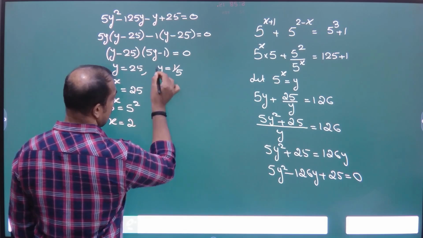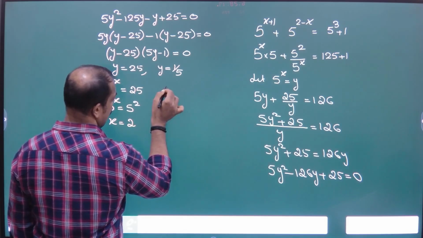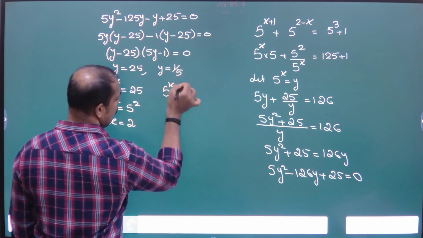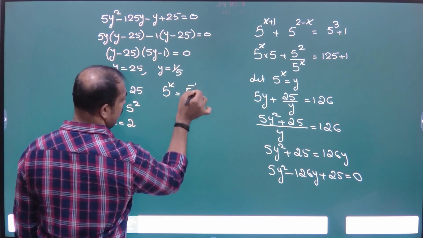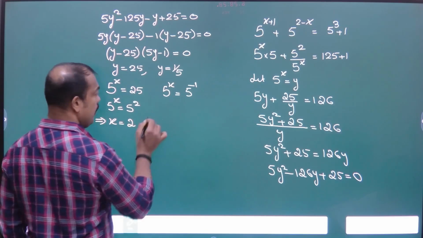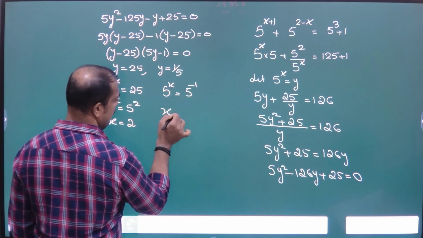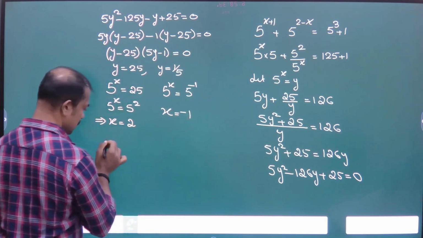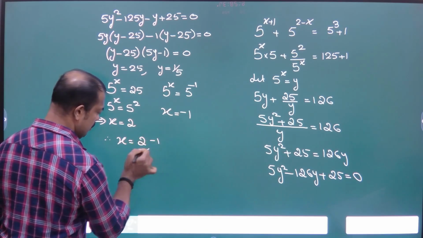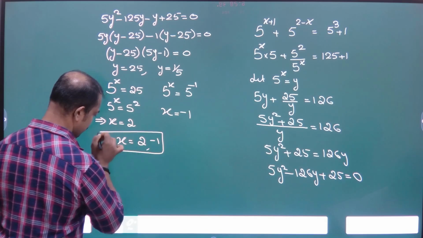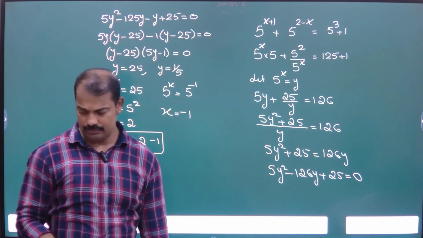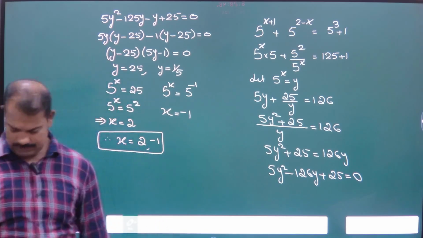Same way, what is y? y is 5 raised to power x. What is 1 by 5? 5 raised to power minus 1. Bases are equal, exponents are also equal. x equal to minus 1. Therefore, x is equal to 2, comma, minus 1. This is the answer. Okay, clear? Next question.